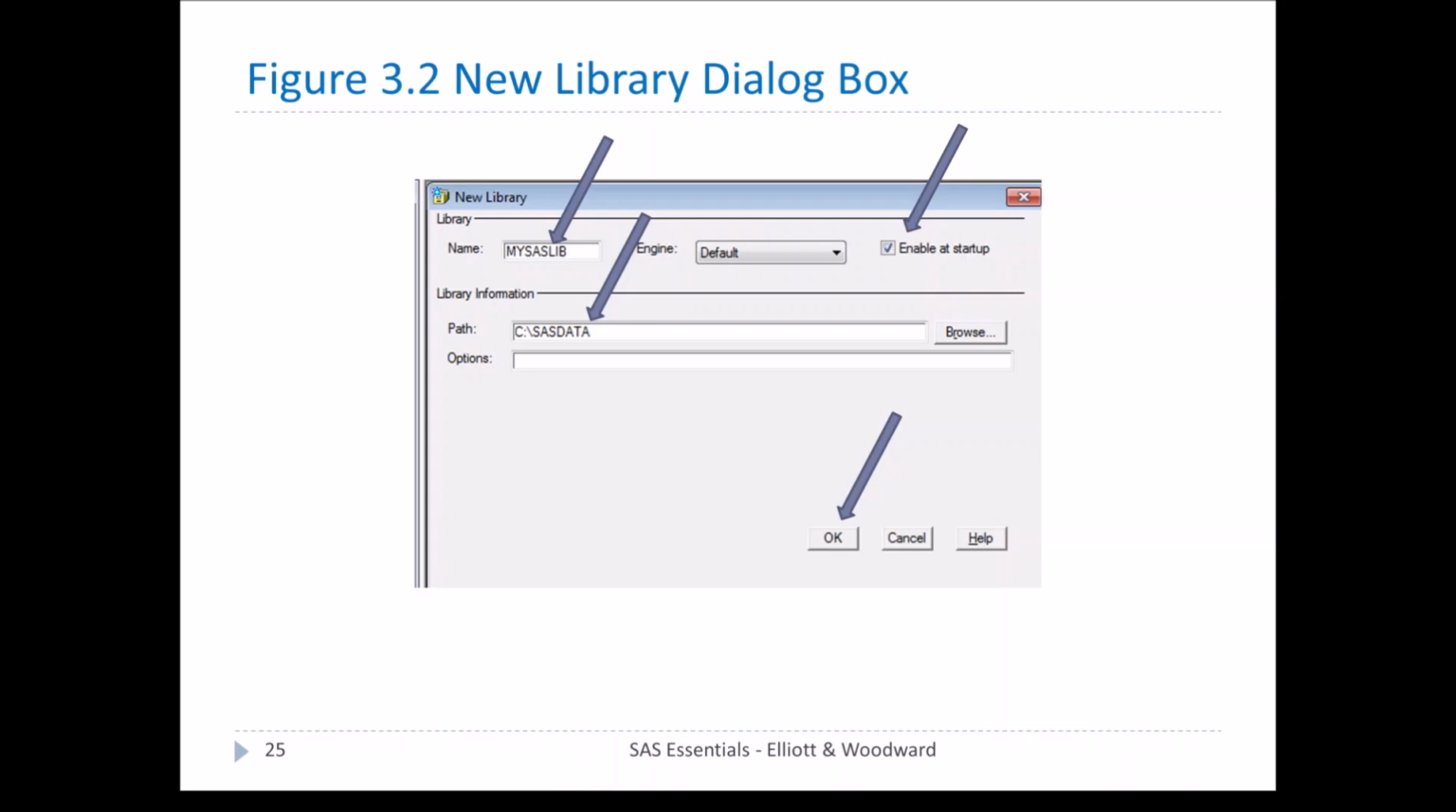First, the name of the library, which we're going to call mySASLive, as you can see there. We're going to click the option that says Enable at Startup. This allows you to create this library once, and SAS will remember it. And then, where is the SAS library going to be located? It's going to be in C:/SAS data. You could browse to that, but if you know it, you can just type it in. Once you're certain that you have these three pieces of information correct, then click on the OK button.